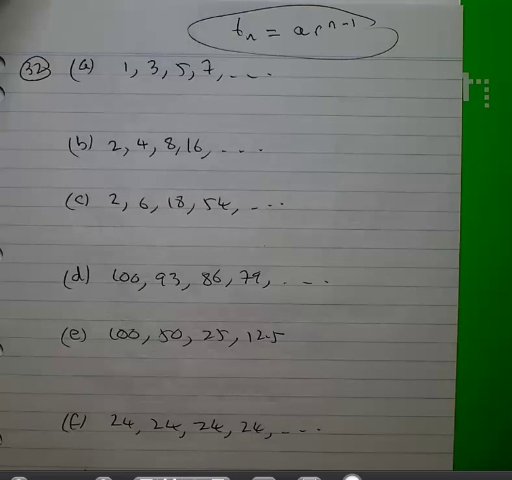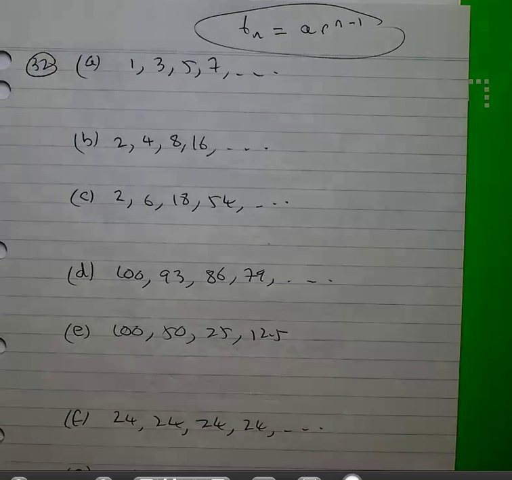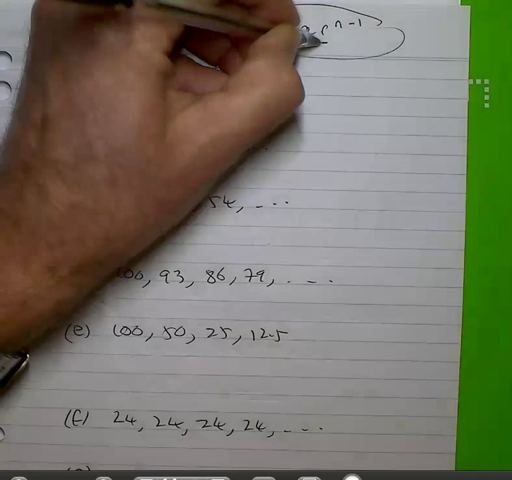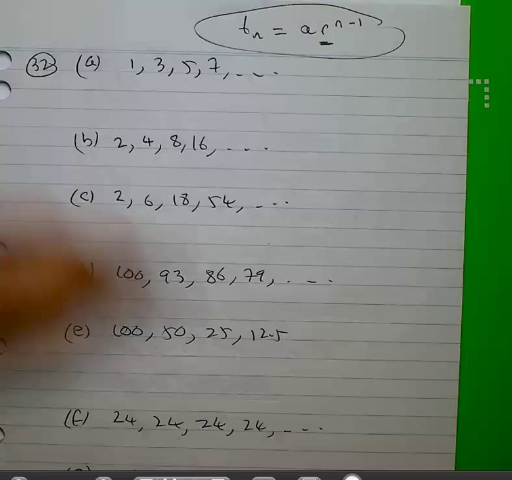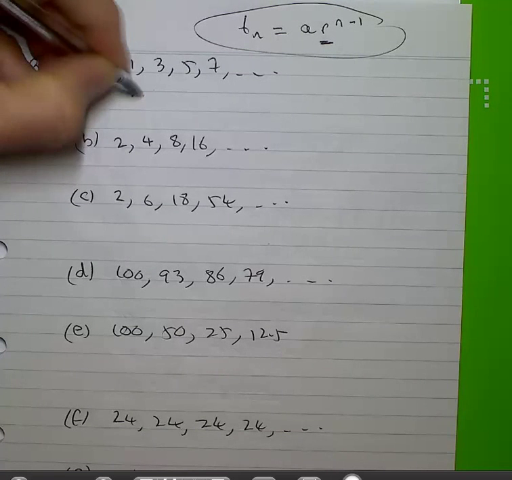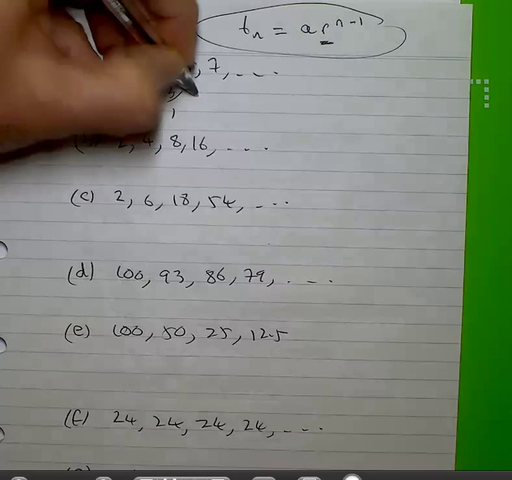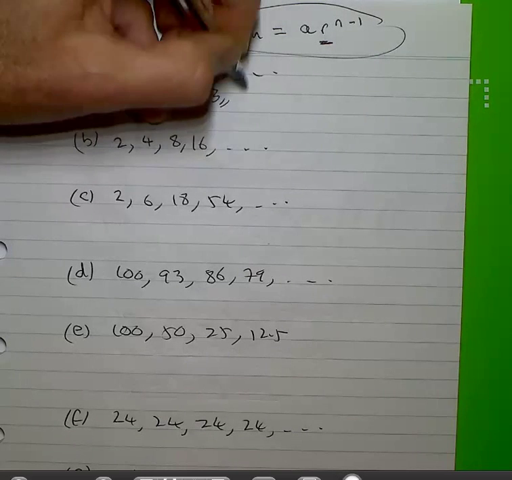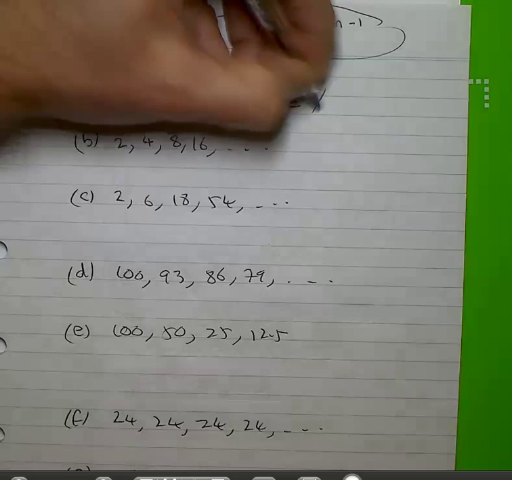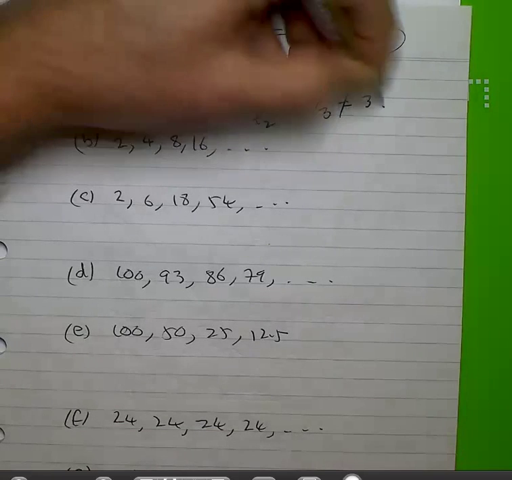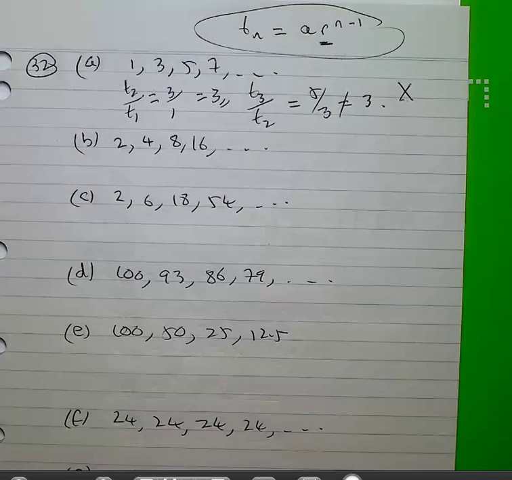In question 32, you're asked to see which of those processes is a geometric sequence or otherwise. Now, a geometric sequence is distinguished by the fact that each term is multiplied by a common ratio to get to the next one. Now, if that was the case, T2 over T1, 3 over 1, which is equal to 3. Now, clearly, T3 divided by T2, which is 5 over 3, doesn't equal 3. So that isn't a geometric sequence.